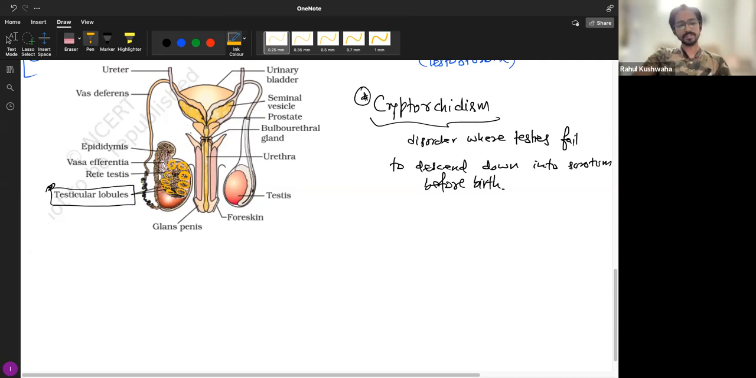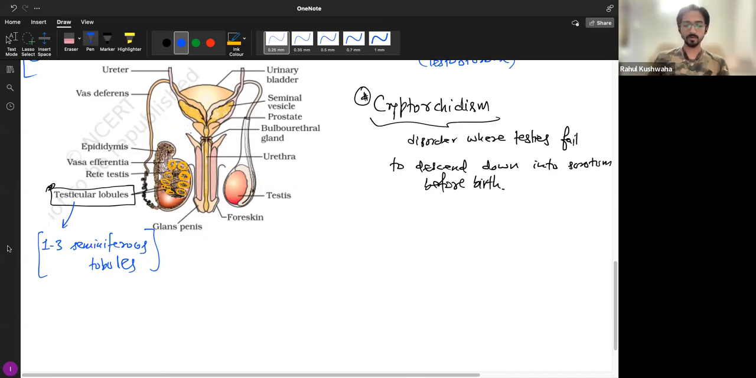Okay, each testicular lobule has around, now this is our entrance question, each testicular lobule has around 1 to 3 seminiferous tubules. Write it. I'll explain to you in just a few seconds what seminiferous tubules are. But one testicular lobule has around 1 to 3 seminiferous tubules.